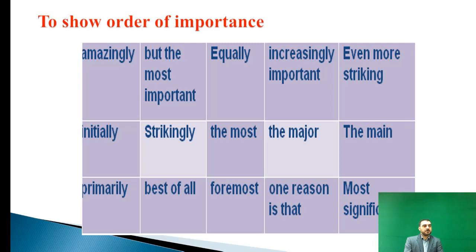The majority of these transition words are used at the beginning of the sentence or should be used at the beginning of the paragraph. For example, amazingly, initially, primarily, equally, and so on. But some of them can be used in the middle of the sentence. For example, foremost, but the most important, best of all, and so on.